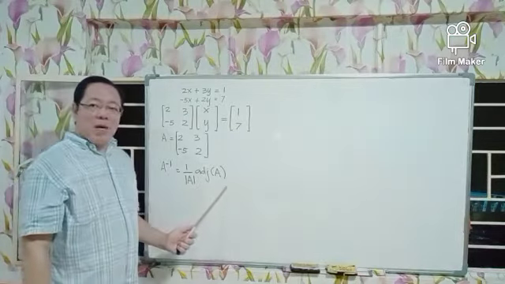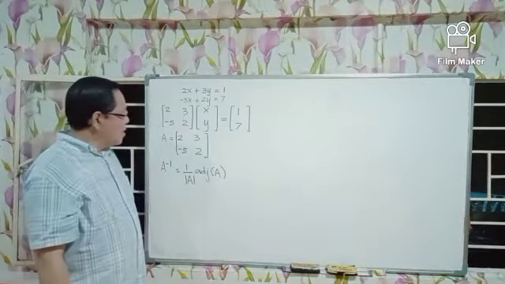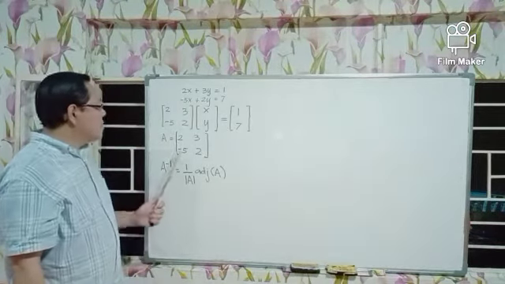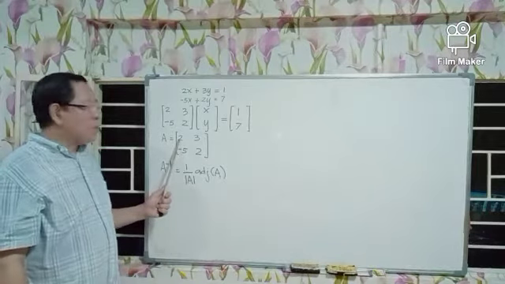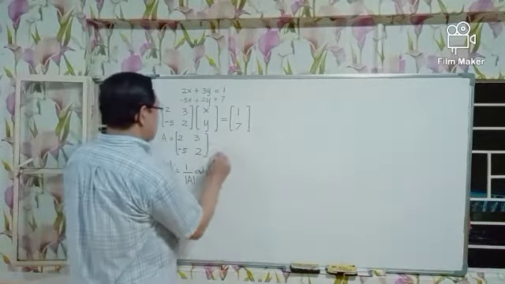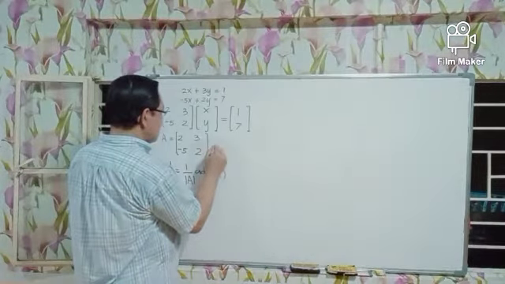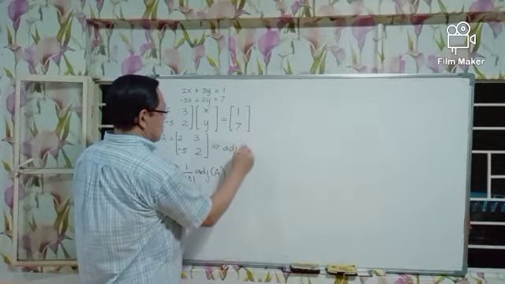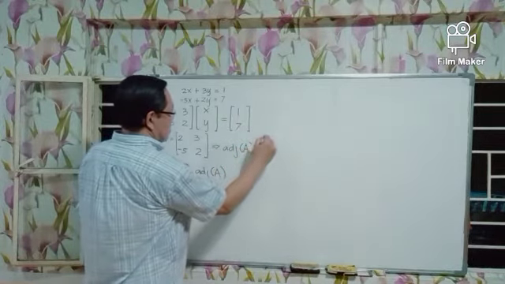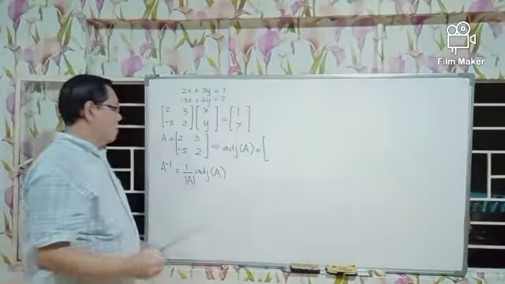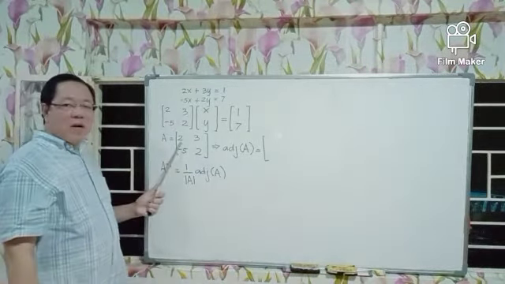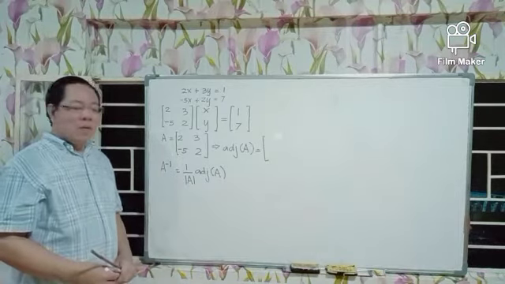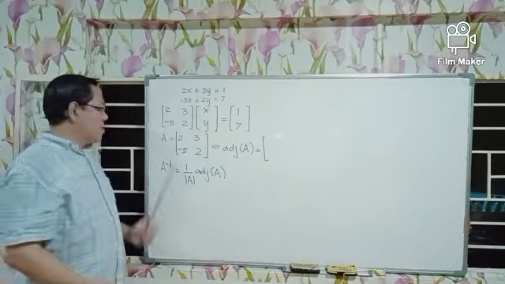To get the adjoint of A, we find the matrix whose entries are the cofactors of the entries of matrix A. And we start with the cofactor of 2. The cofactor of 2 is denoted by C11, the entry in the first row and first column of the matrix whose entries are the cofactors of A.